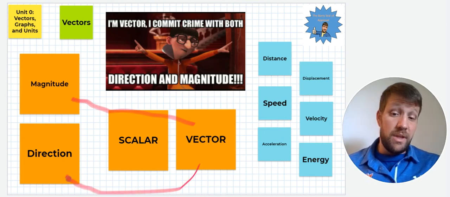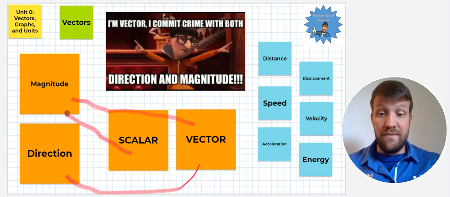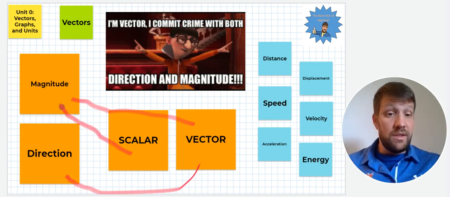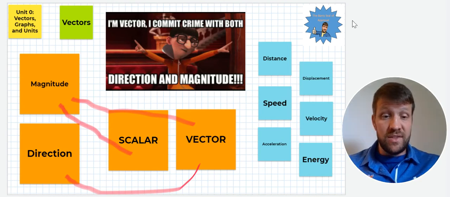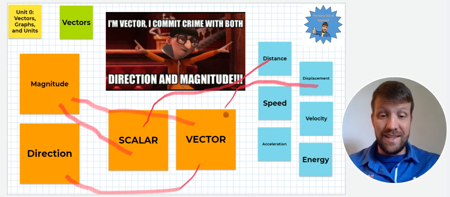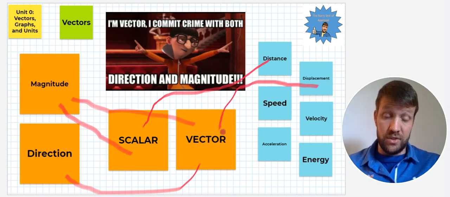The scalar is going to be the opposite of that. It's just going to have a magnitude. Okay, this is really important when we think about the difference between these two and how we're going to utilize them in physics. And I want to go ahead and match up some of our options over here with what is what. So distance is going to be just a scalar because it, by definition, does not have a direction associated, where displacement does, and that is the difference between those two terms.